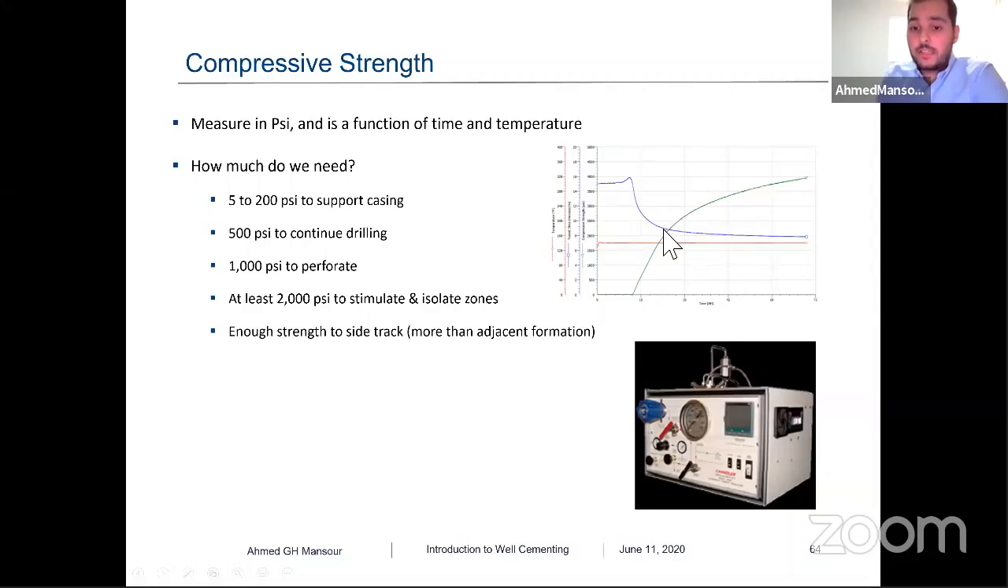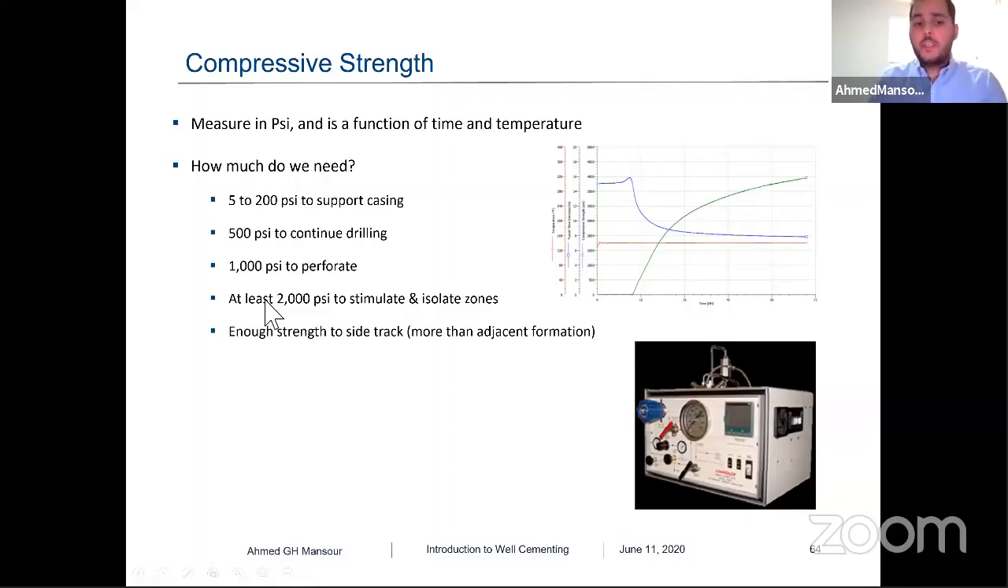So you may ask why we need this result, why you need to know compressive strength. For many reasons. For example, to know how long it's going to take the cement to support the casing. Another thing, if the drilling engineer would like to start drilling the next string, he would like to know how long he should wait till the cement develops 500 psi of compressive strength. For example, if it's going to take 5 hours for the cement to develop 500 psi, that means they need to wait 5 hours before they start drilling.